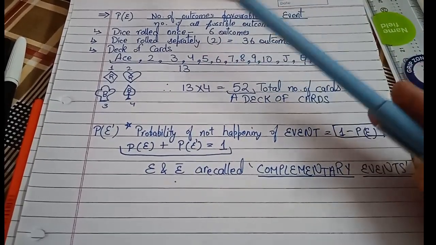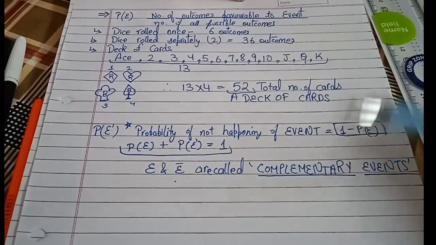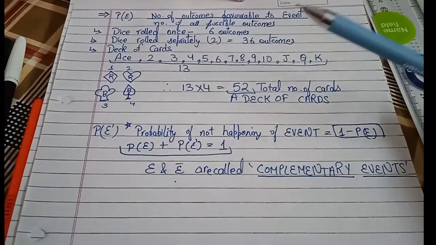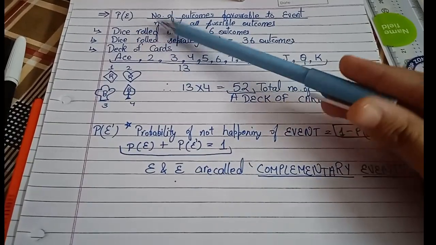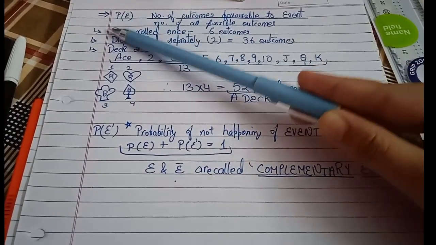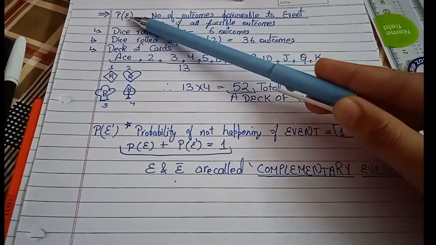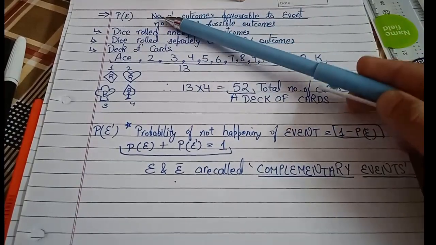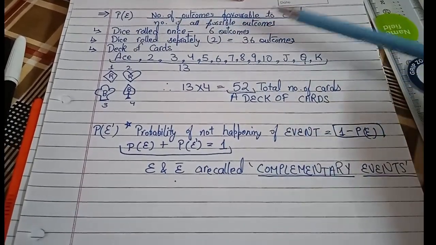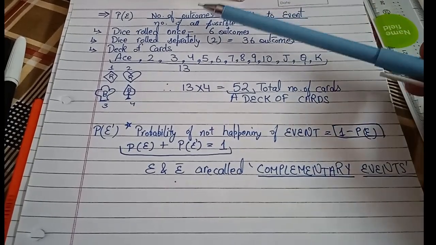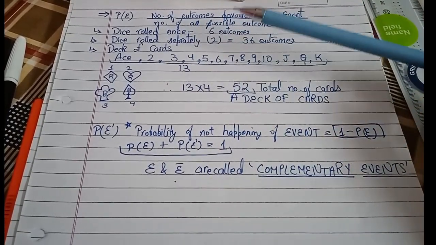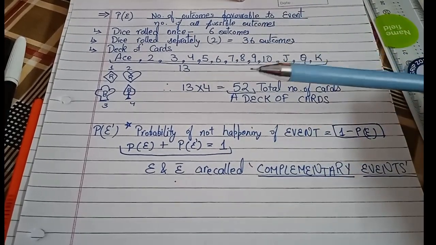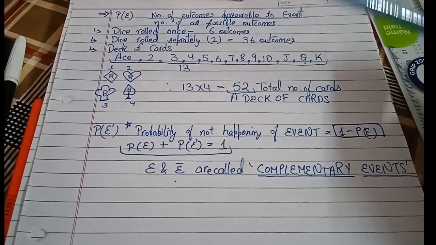First, probability of an event means probability of happening of any event. It is denoted by P in the bracket E. E refers to event. So probability of happening of an event. The formula is number of outcomes favorable to event upon number of all possible outcomes. We will use this formula throughout the chapter, so you must note it down.